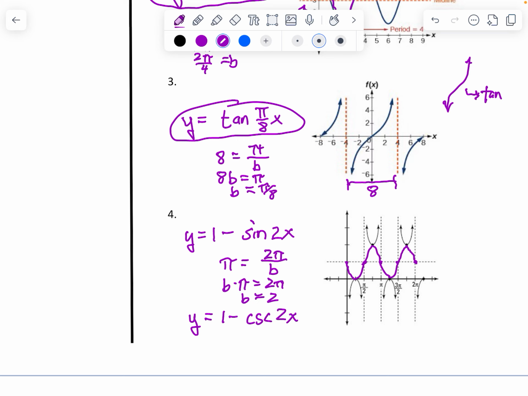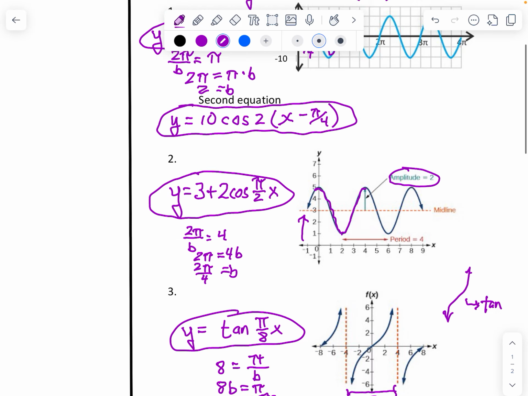So my recommendation for doing the secant or cosecant: draw out what the sine or cosine graph is, use that to guide you, and then just replace it with the reciprocal to get your original. So this graph is 1 minus cosecant of 2x.